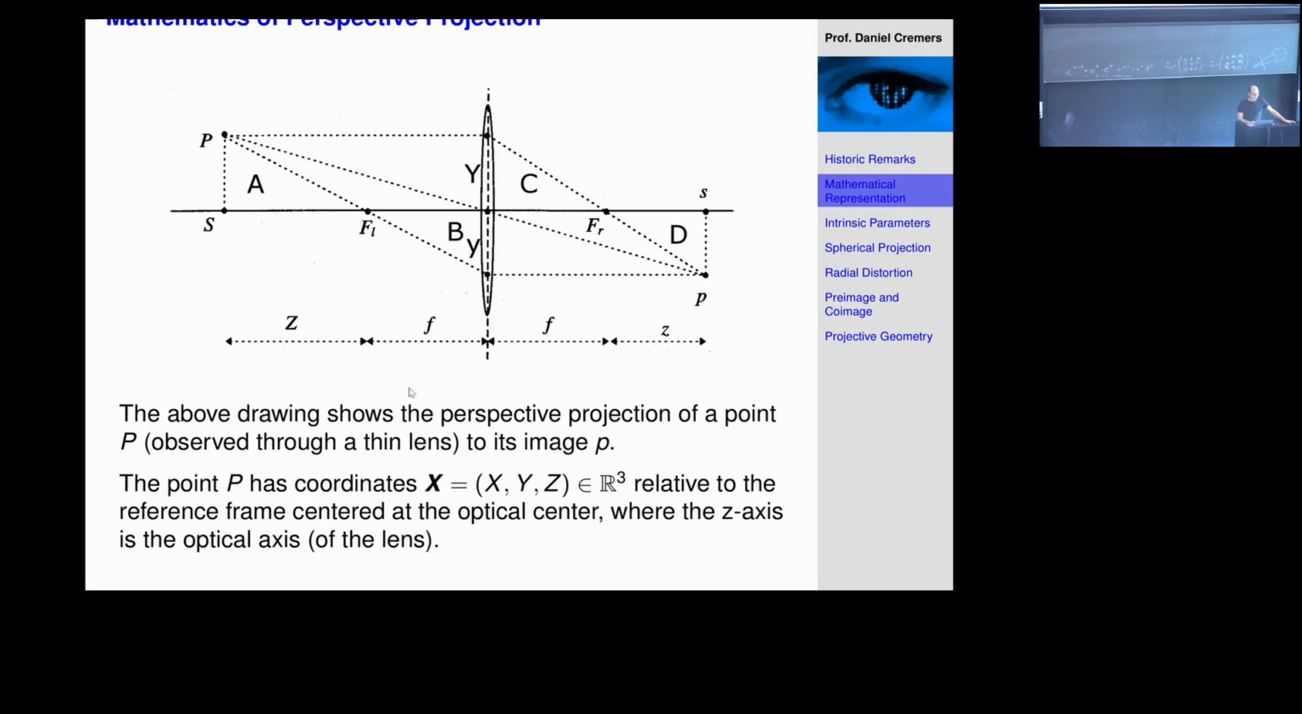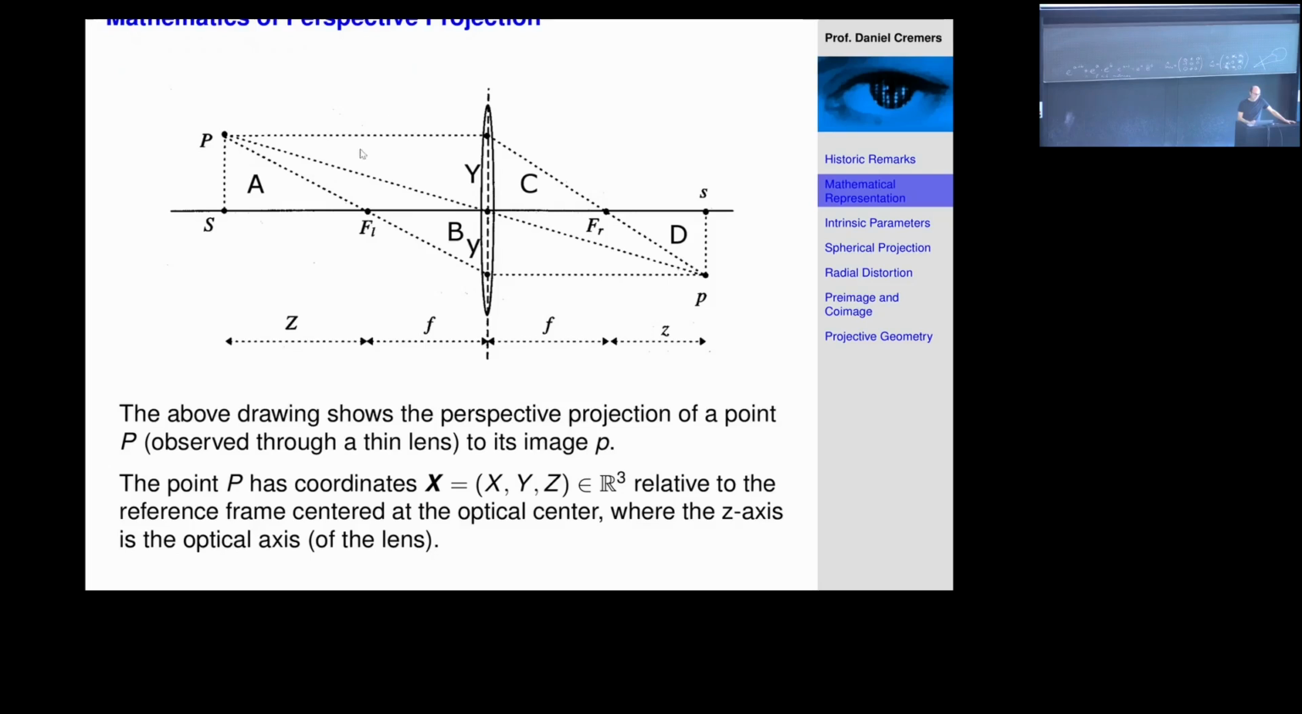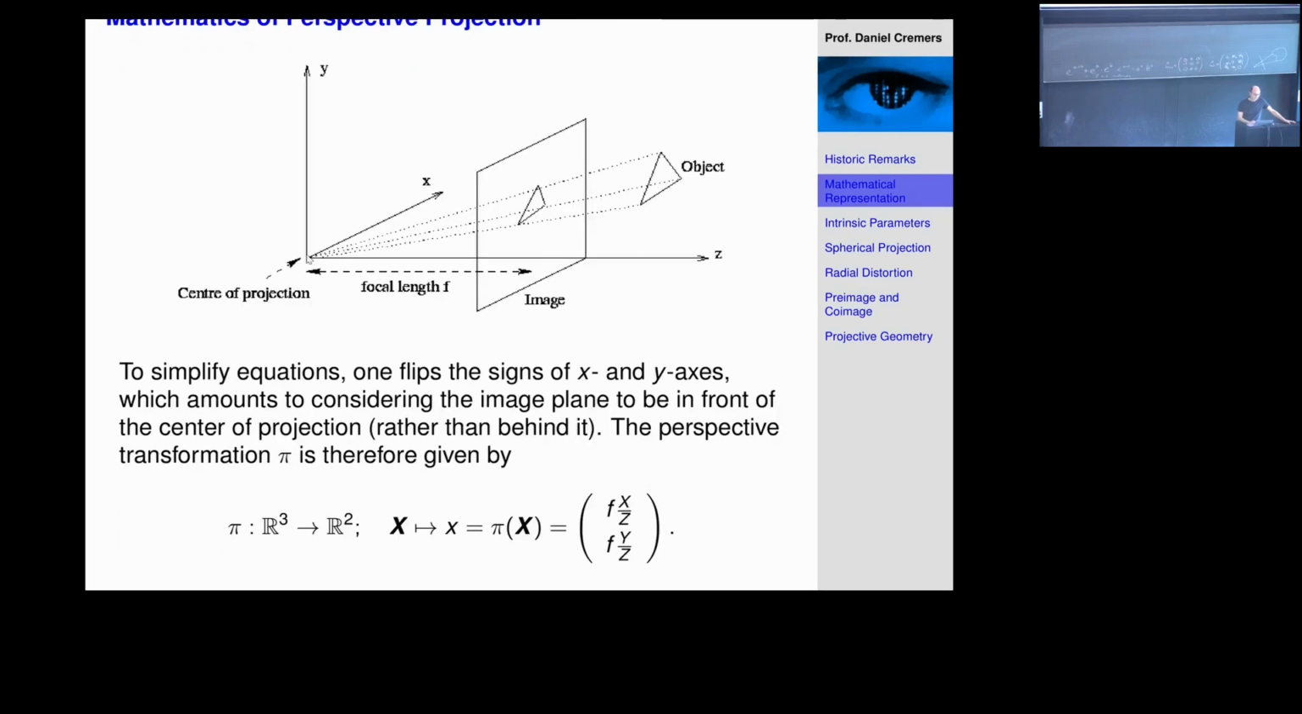And then you can model the projection of a 3D point X, and how it's mapped onto, let's say, a screen that would be placed here. Typically in a camera, you have the lens, and then the screen is behind the lens. But for simplicity, we'll typically assume that the screen is in front of the center of projection. That makes the drawings a little bit easier.